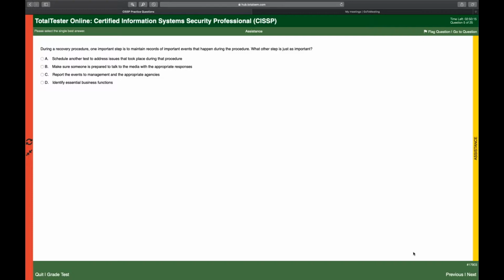All right, number 5, during a recovery procedure, one important step is to maintain records of important events that have happened during the procedure. What other step is just as important? Yeah, we've seen this one before also.